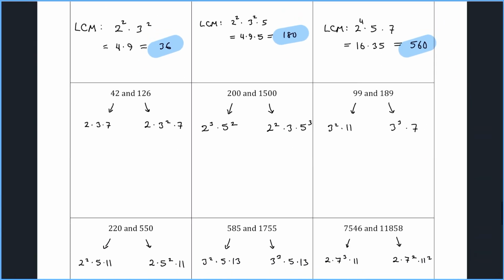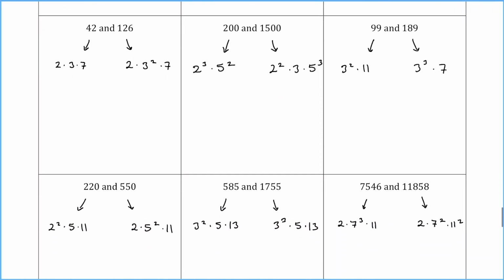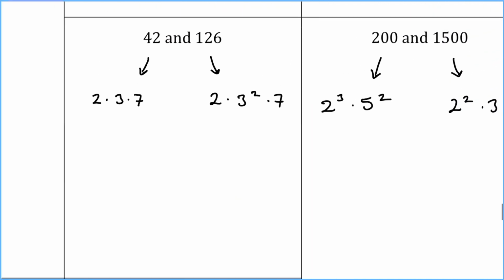Okay, good. Go ahead and pause the video if you want and try to find the least common multiple of any of the remaining 6 examples. Here we go. I see a 2, a 3, and a 7. The highest exponent on the 2 is 1, but for the 3 is 2. 7 is 1. So 2 times 3 squared times 7 is 126.